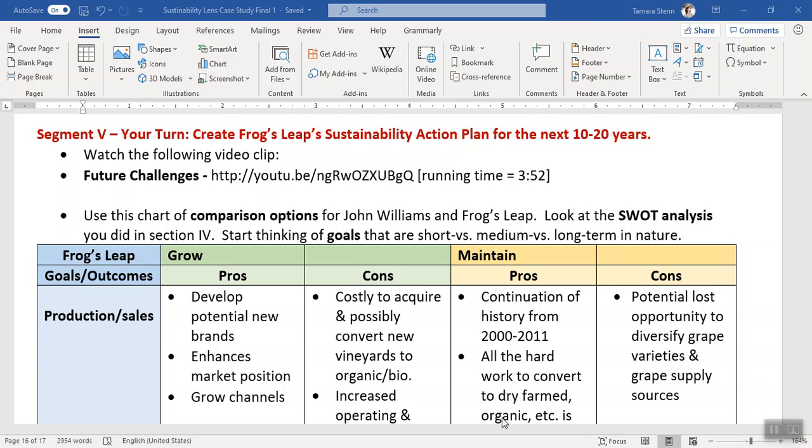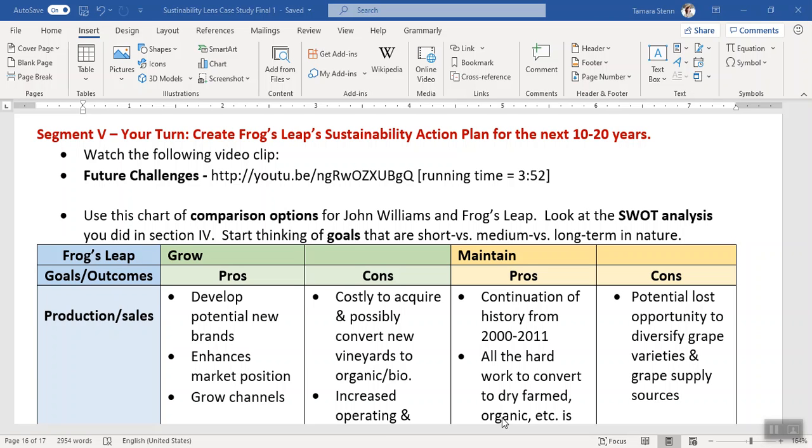Okay, guys, this is exciting. The last part of our live case study. So now it becomes your turn. Okay, and we're starting to move towards project development. So you get to create Frog Leap's sustainability action plan for the next 10 to 20 years.